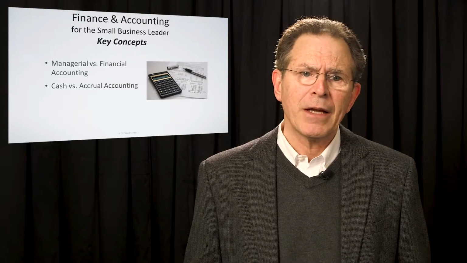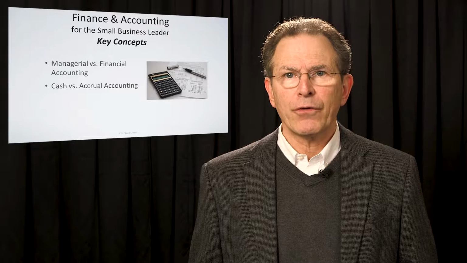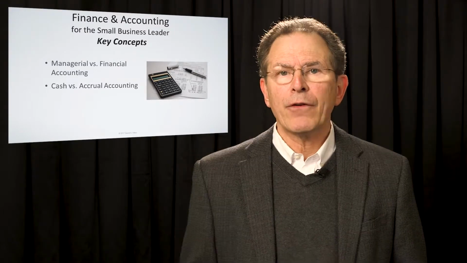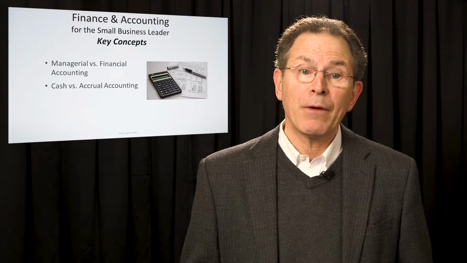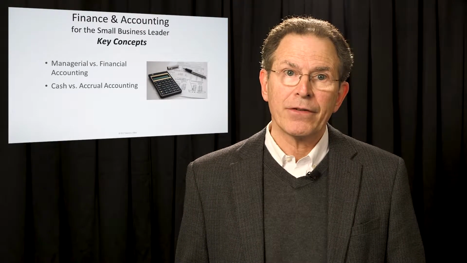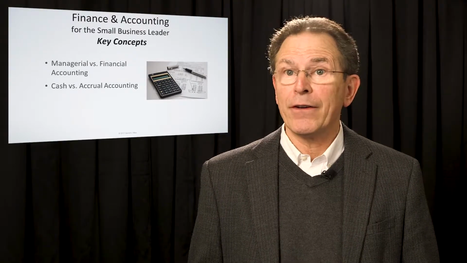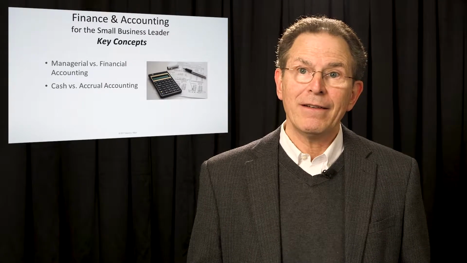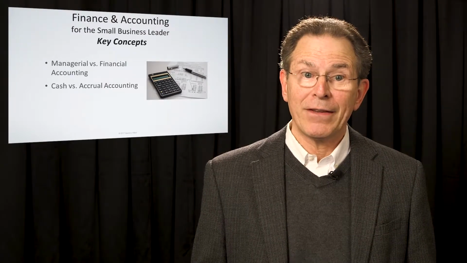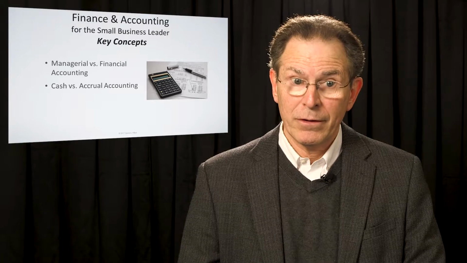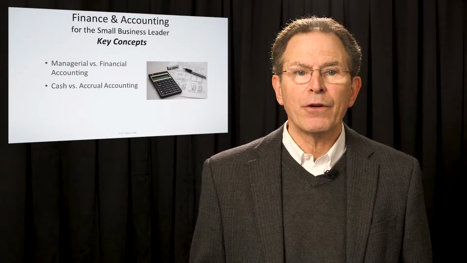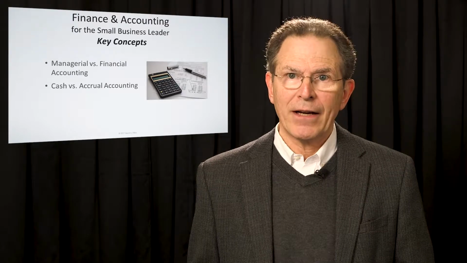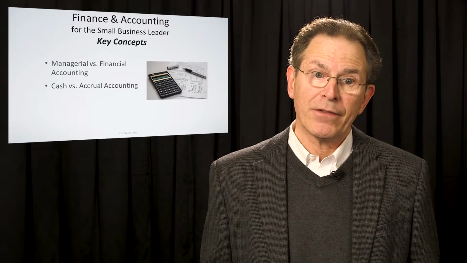Another key concept is cash versus accrual accounting. If you're under $1 million in total sales, you're probably going to want to be on a cash basis, which basically means that your revenue is cash in and your expenses, as you write the checks, are cash out. As you grow past $1 million in sales, we're going to get into what you call accrual-based accounting, and your accountant will help you set this up.